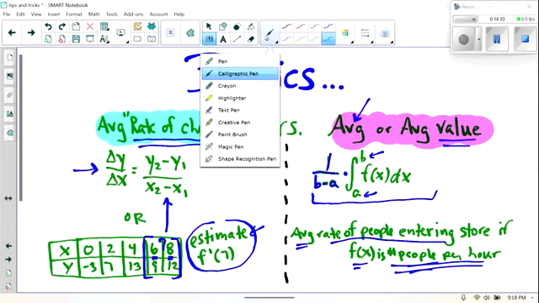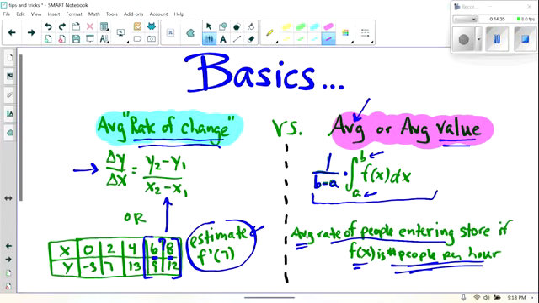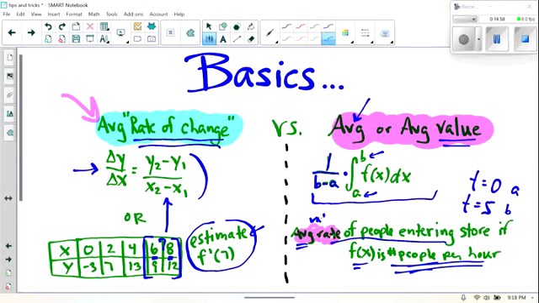Kids get confused because they see this right here, average rate. And they're like, oh, it must be this. No. If they say find the average rate of people entering the store between time 0 hours and time 5 hours, these are my upper and lower bounds, my A and B value. Do not do this, okay? They're saying find the average value of the rate of people because they give you the rates of people. They can be tricky with that.